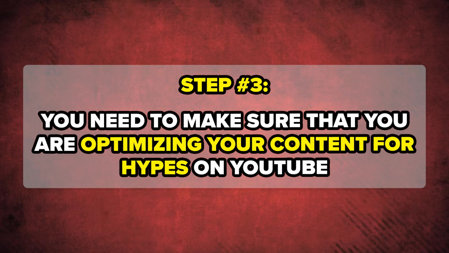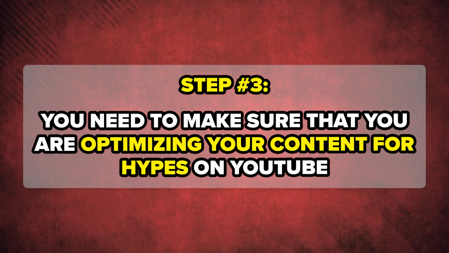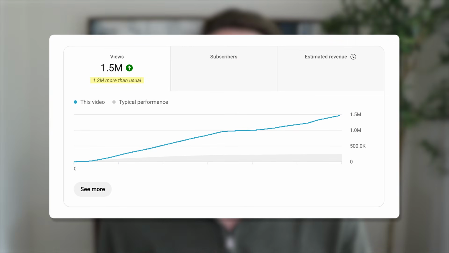Now, change number 3 is you need to make sure that you're optimizing your content for hypes, because this is a brand new feature that YouTube just released and you actually can't see it on your page. You can only see it in your analytics, but this is going to determine whether or not your content ends up going viral, because if you're not getting people to hype up your content, it means that they aren't happy with what they're watching.